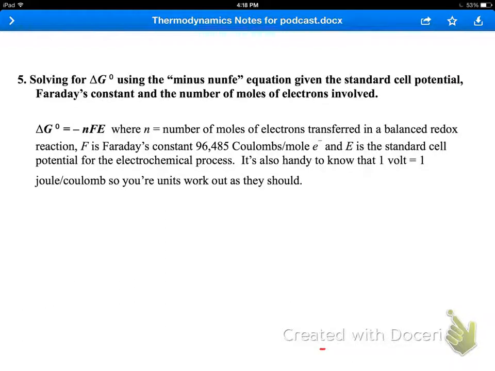We can also use the delta G is minus nFE, right? Remember we did that? We had 96,485 coulombs, right? Minus nFE. Remember that 1 volt is 1 joule per coulomb. Okay. We'll do one of those.